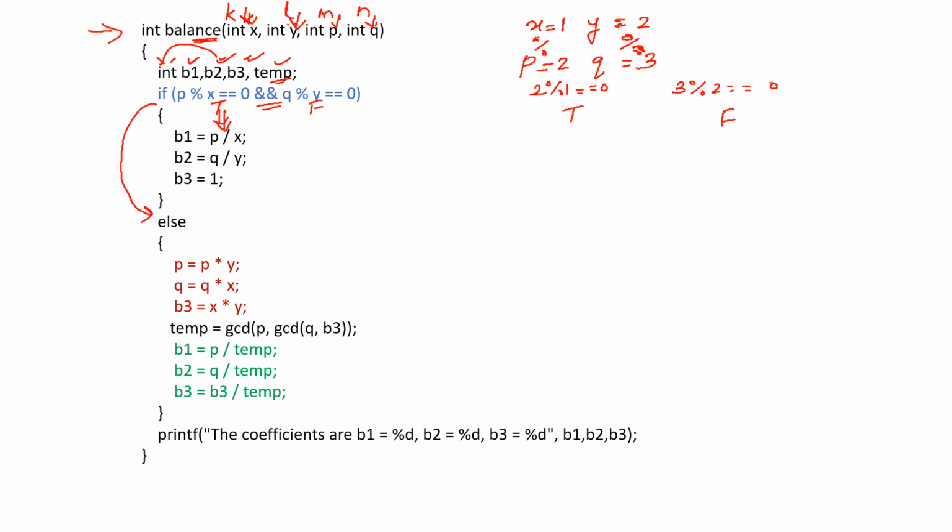So in else, what you have to do now, P is equal to P cross, as I have mentioned before. So P is equal to P cross Q. Now P will be equal to, what is the value for P? P is equal to 2, 2 cross what is your Y?